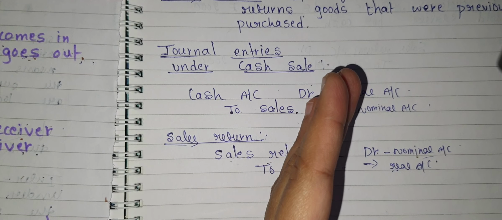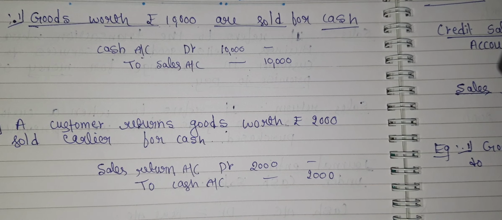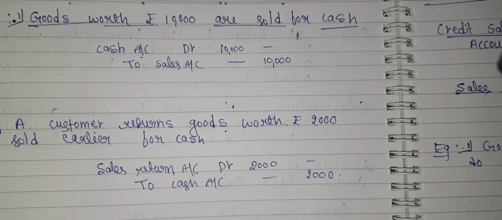Here I will explain through one example. See here, goods worth rupees 10,000 are sold for cash. So the entry is cash account debtor to sales account, that is rupees 10,000.